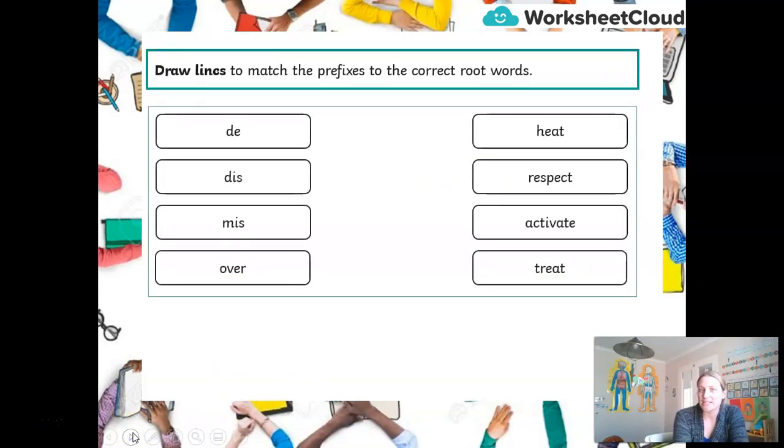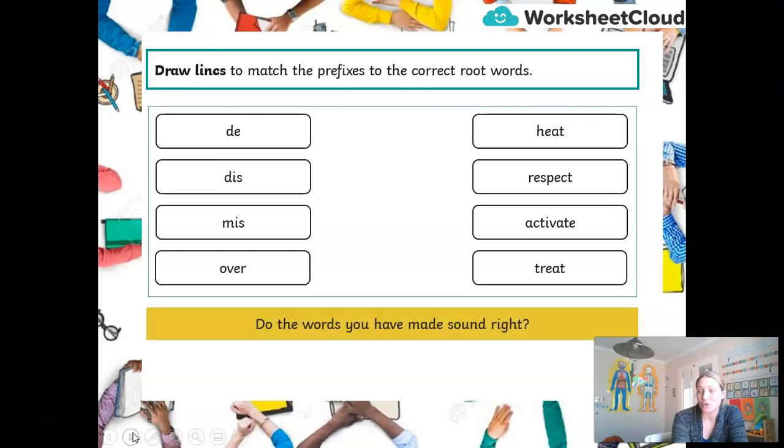Draw lines to match the prefixes to the correct root word. Aha, okay. So now these are often common errors. Let's see, can you match up the prefix to the correct root word? Make sure they sound right. Here we go. Here are the answers. Deactivate, disrespect, mistreat, and overheat.